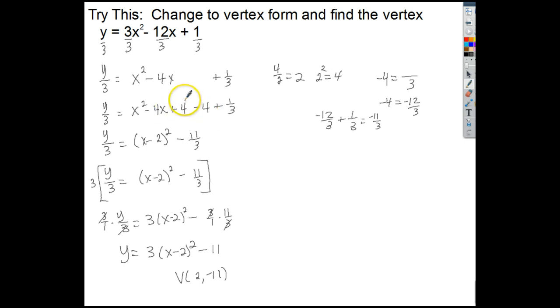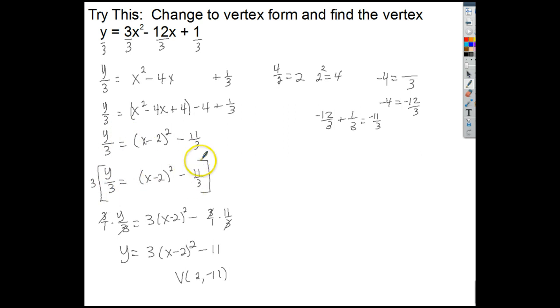Okay, we put parentheses around this. That perfect square trinomial is the square of this binomial, x minus half of it squared. And then negative 4, well, negative 4 is equal to how many thirds? Negative 4 is equal to negative 12 thirds. Negative 12 thirds plus 1/3 is negative 11 thirds. So all of this becomes negative 11 thirds. All right, now we put the whole thing in brackets.